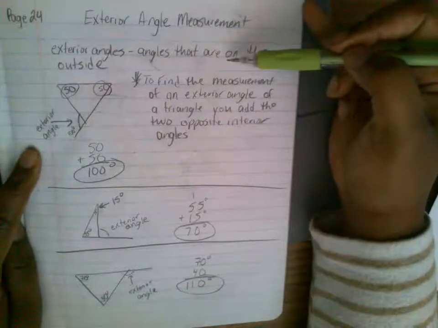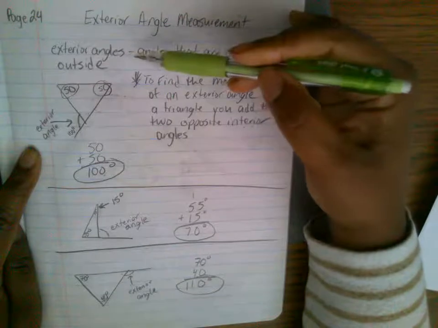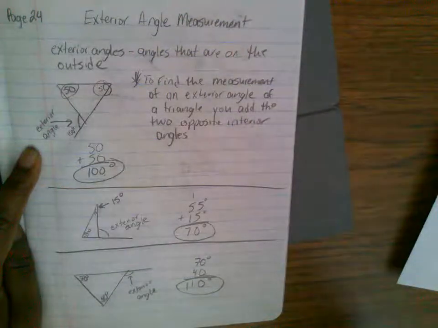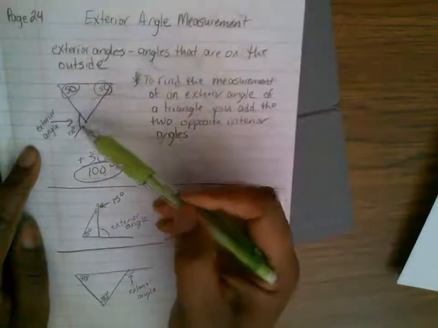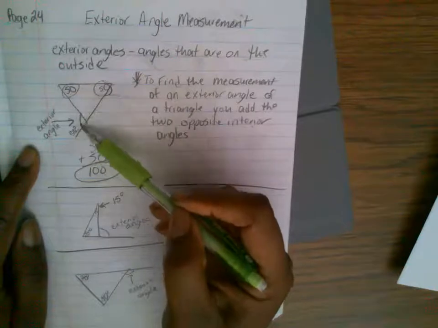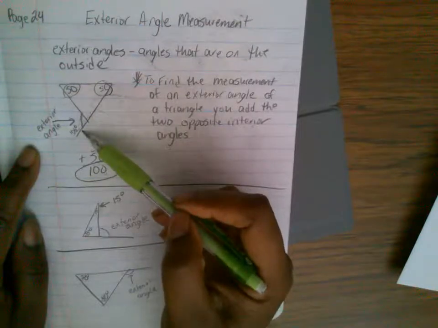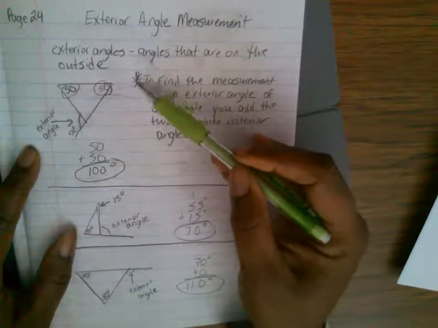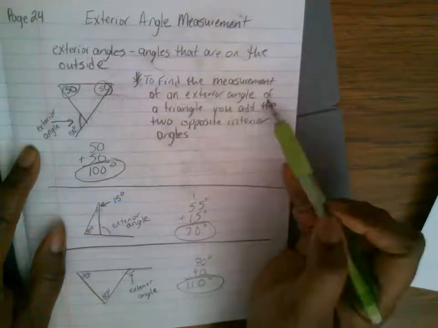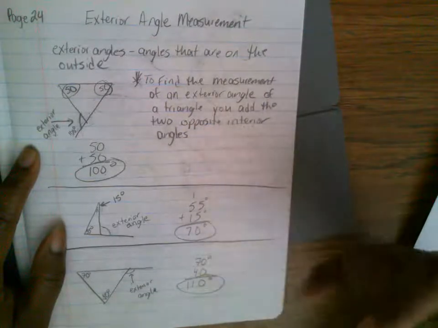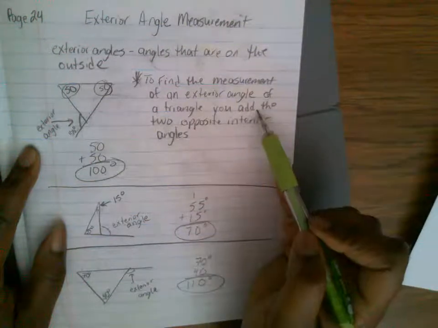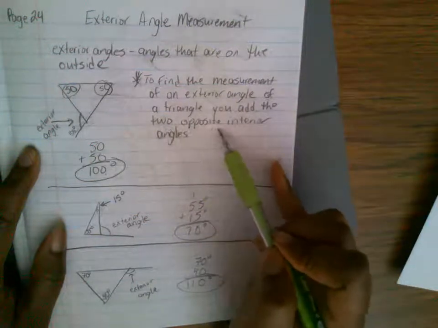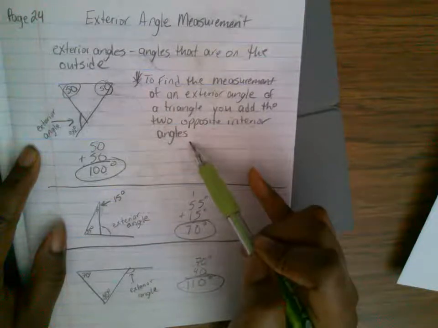The definition of exterior angles: they are angles that are on the outside of either the parallel lines or outside of a shape. This shape is a triangle. This exterior angle is on the outside of the triangle. To find, and I put an asterisk here, to find the measure of an exterior angle of a triangle, you add the two opposite interior angles together, okay?